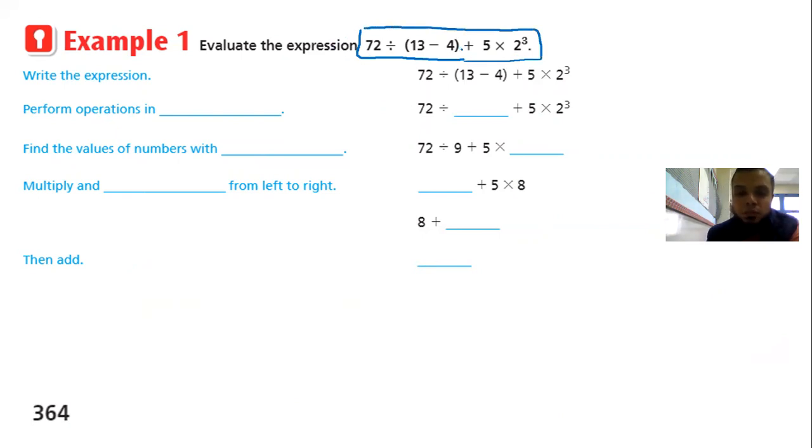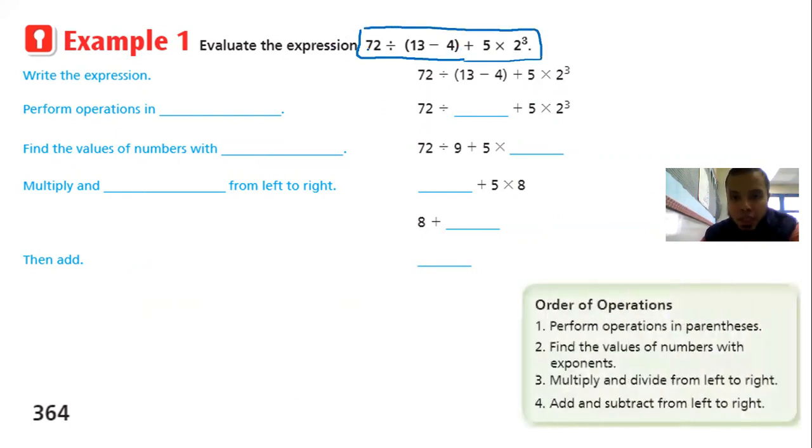How can I solve this problem? According to our order of operations, number 1, do you have parentheses? Ask yourself these rules for every question. Do you have parentheses? Yes, I have parentheses here. So solve it. 13 minus 4 equals 9. Good job.